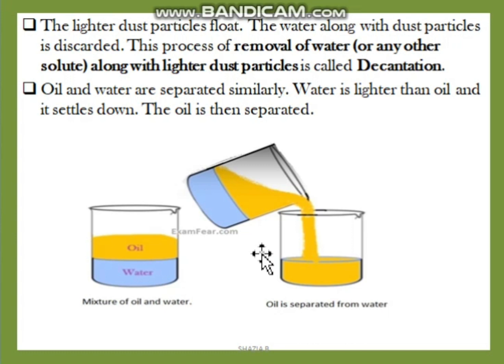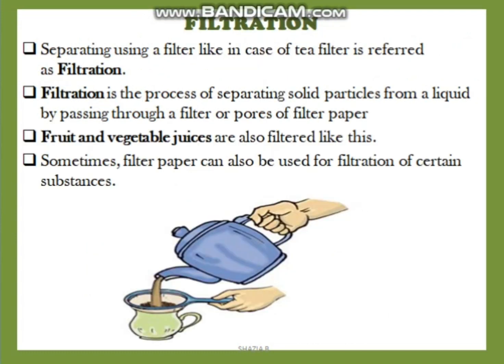Okay, so the next process we are going to discuss here is filtration. It is the separation of a solid from a liquid by passing it through the pores of a filter. As we can see, our common example is our tea. The tea powder is being passed through the filter, and the tea powder gets settled above, whereas the drinking portion, the liquid portion of the tea, passes through that filter.